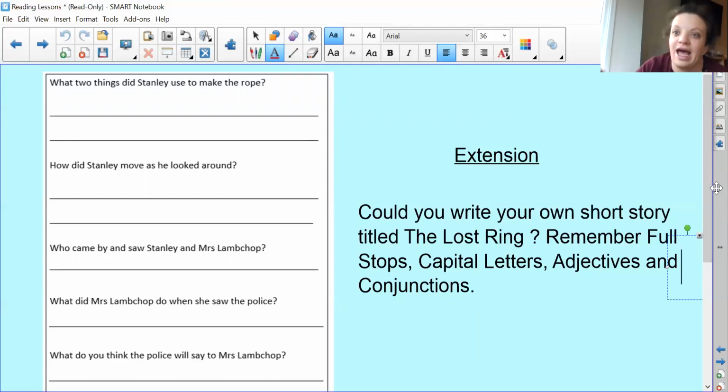You're going to pause, have a go at doing it, and then we'll go through the answers together. Don't skip ahead, really pause them and have a go. So the first two things. What two things did Stanley use to make the rope? Pause, off you go.